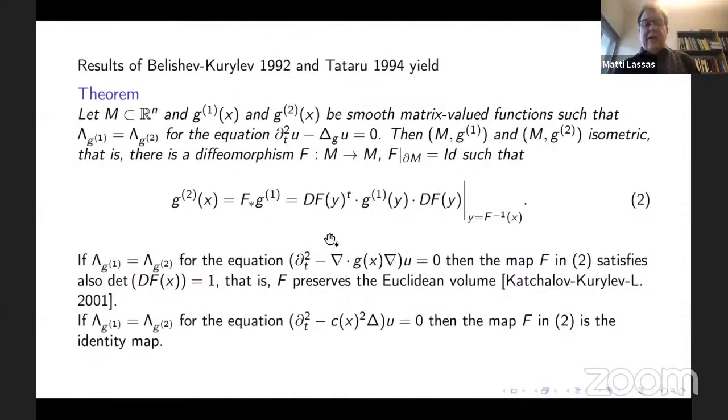So if the wave equation that we study, the physical model, looks like this, then this diffeomorphism F has to satisfy a special additional condition that the determinant of the derivative is 1. That is, F has to be volume preserving. So for these equations, you can reconstruct the wave speed up to volume preserving diffeomorphisms. Finally, if you make even more restrictions and assume that the wave speed is scalar, then this map F has to be the identity map.